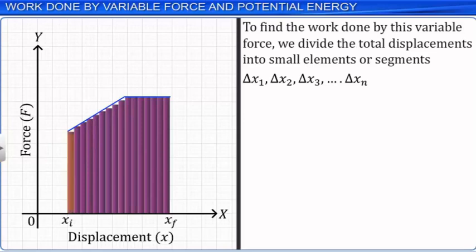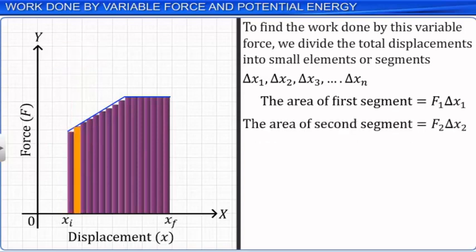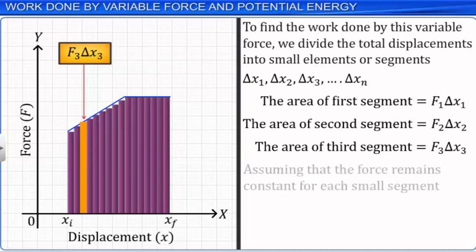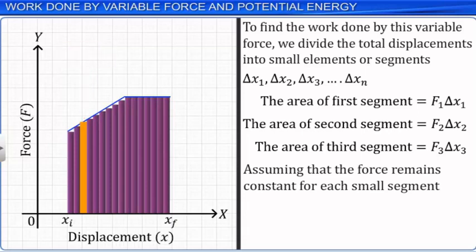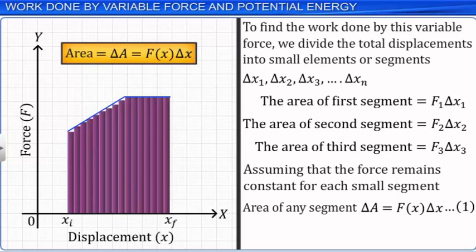The work done with respect to the first segment, delta x1, is the area of this first segment, that is, F1 into delta x1. Work done with respect to the second segment, delta x2, is the area of the second segment, that is, F2 into delta x2. For the third segment, delta x3, work done is the area of the third segment, that is, F3 into delta x3, and so on. Here, we assume that the force remains constant for each small segment. Thus, the area of any segment will be denoted by the expression delta A is equal to Fx delta x. Let this be equation 1.